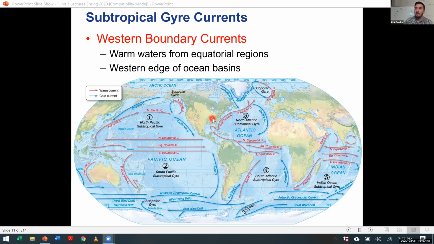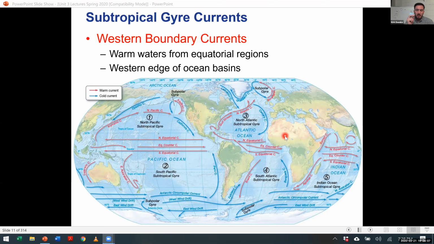It's warm water. Okay, and you can all see that these arrows, Kuroshio, East Australian, Brazil, Gulf Stream, and Agulhas, those arrows are moving away from the equator. In the northern hemisphere, they are moving to the north, and the ones in the southern hemisphere are heading southward. But what they all have in common is, no matter which hemisphere we're in, they're moving away from the equator. And they're red because they're warm.